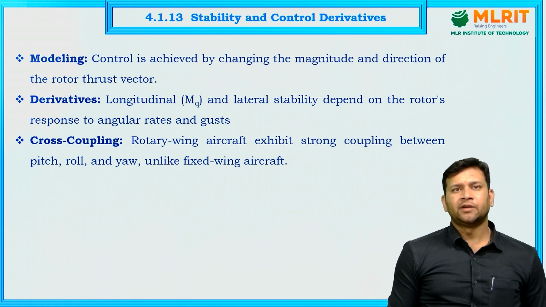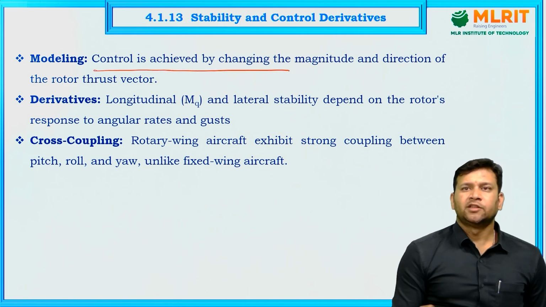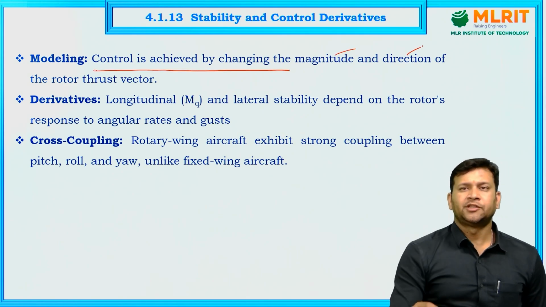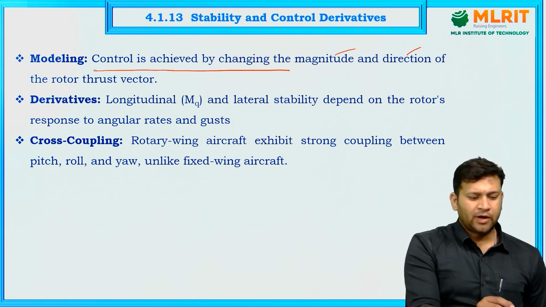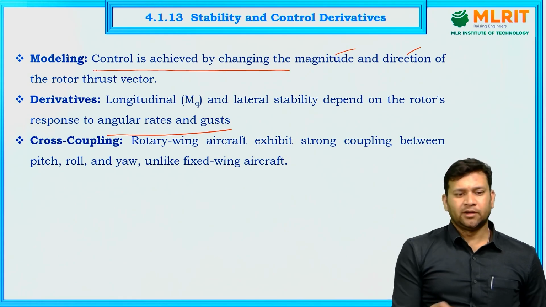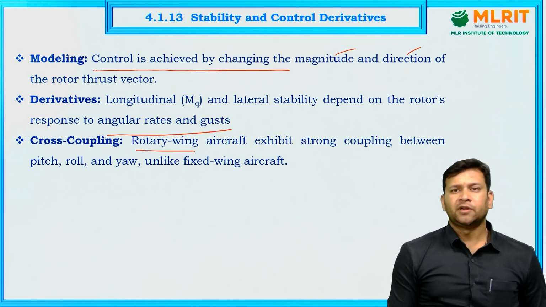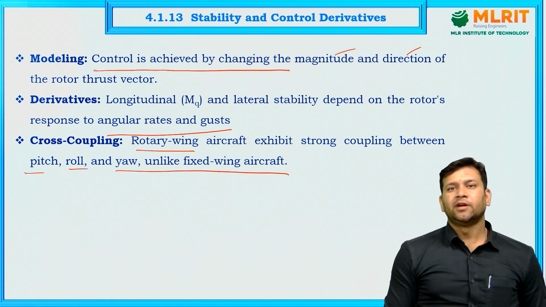Stability and control derivatives of rotary unmanned aerial vehicles. Control is achieved by changing the magnitude and direction of the rotor thrust vector. The longitudinal derivative and lateral stability depend on the rotor's response to angular rates and gusts. Cross coupling: rotary-wing aircraft exhibit strong coupling between pitch, roll and yaw, unlike fixed-wing aircraft.